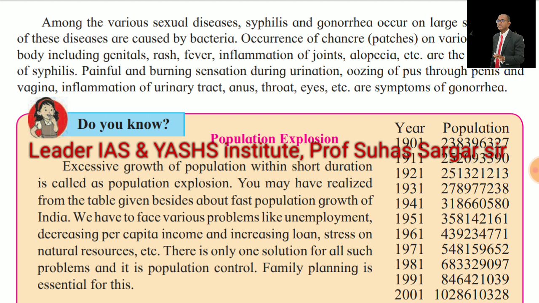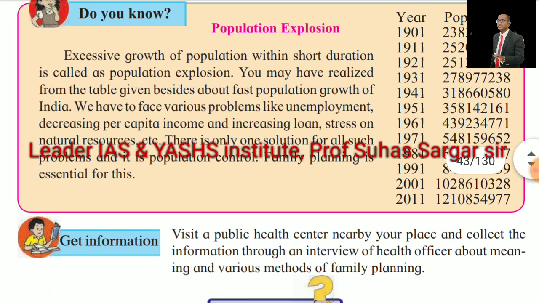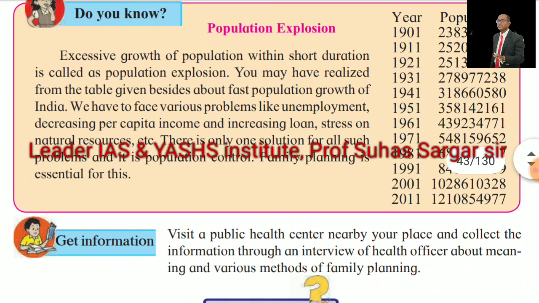Among the various sexual diseases, syphilis and gonorrhea occur on a large scale. Both of these diseases are caused by bacteria. The occurrence of chancre, that is patches, on various parts of the body including the genitals, rash, fever, inflammation of joints, alopecia, etc., are the symptoms of syphilis. Painful and burning sensation during urination, oozing of pus through the penis and vagina, inflammation of the urinary tract, throat, anus, eyes, etc., are the symptoms of gonorrhea.